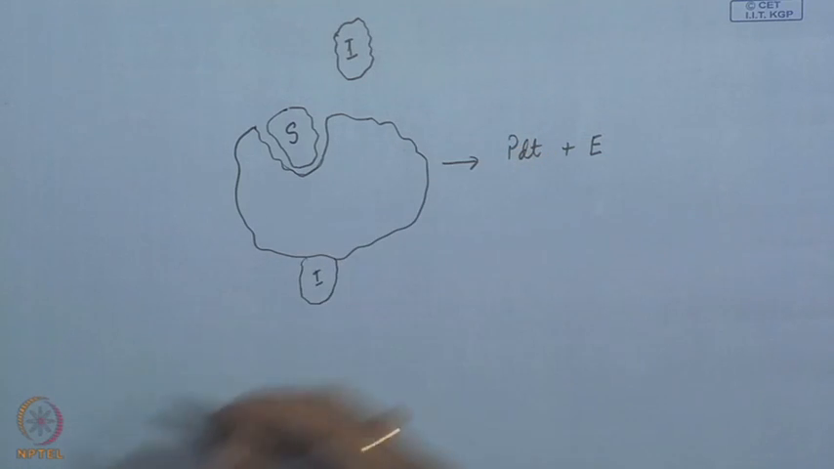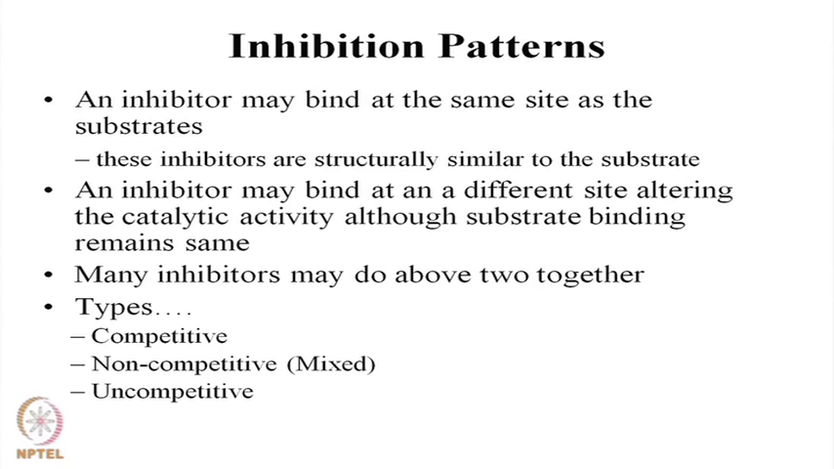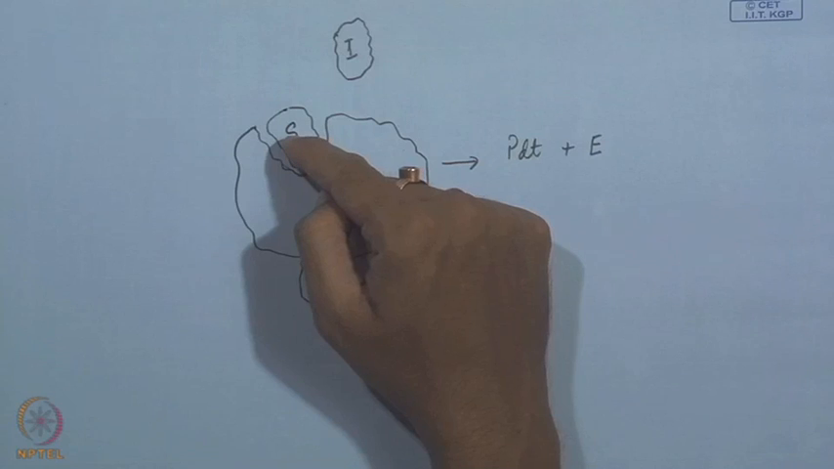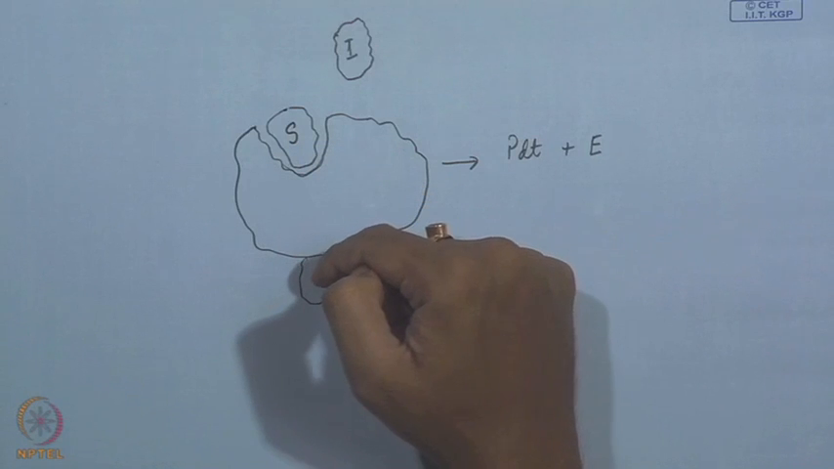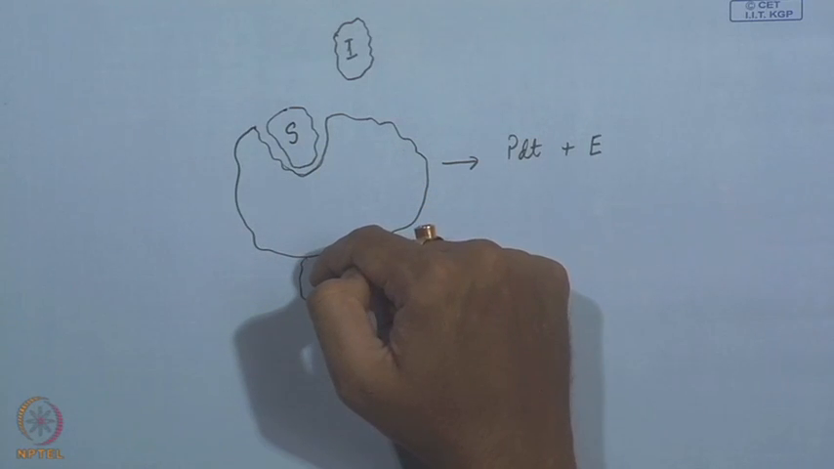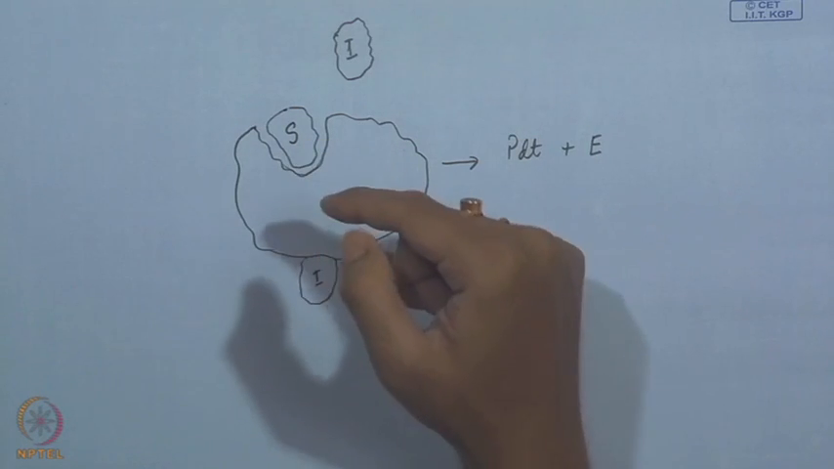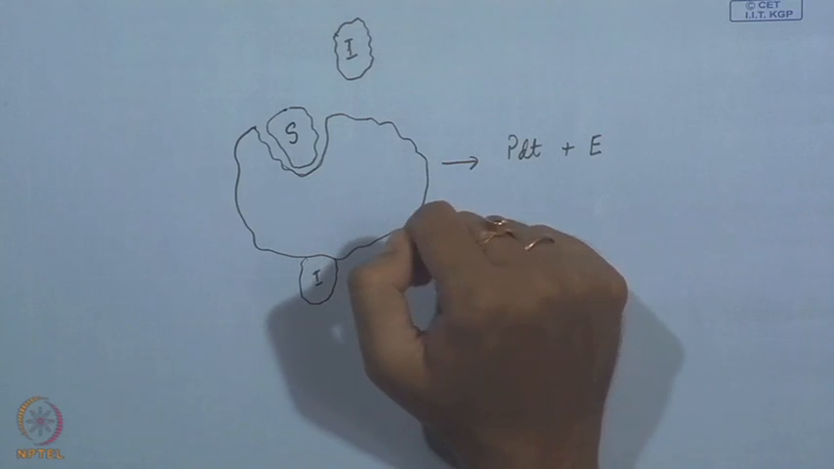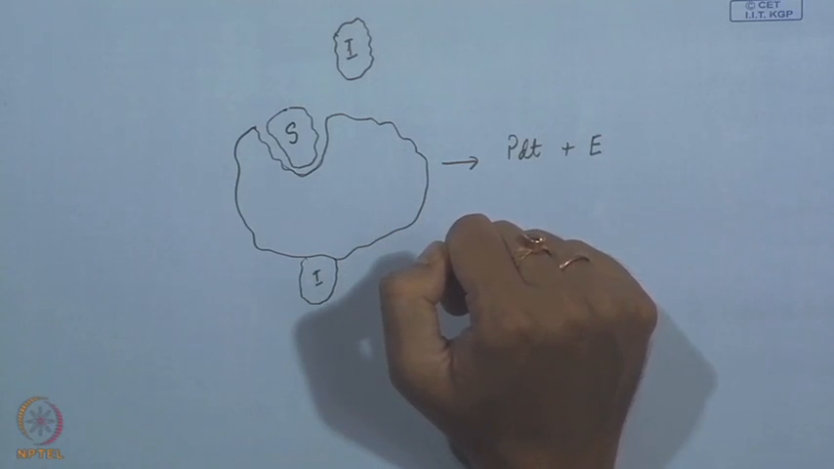The third situation is that many inhibitors may do both of these, that at the same time it may bind here, and also bind at a different place. So, they are doing it in a parallel fashion maybe. As I told you, the types of inhibition are competitive, non-competitive or mixed, and the third one is uncompetitive.